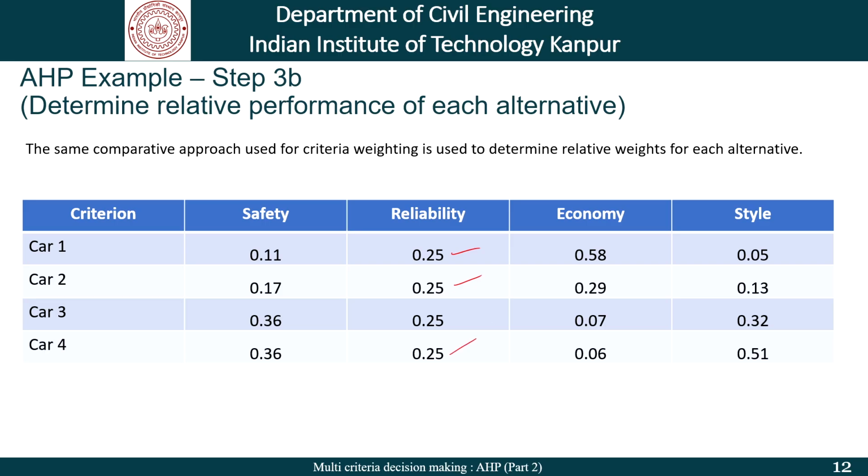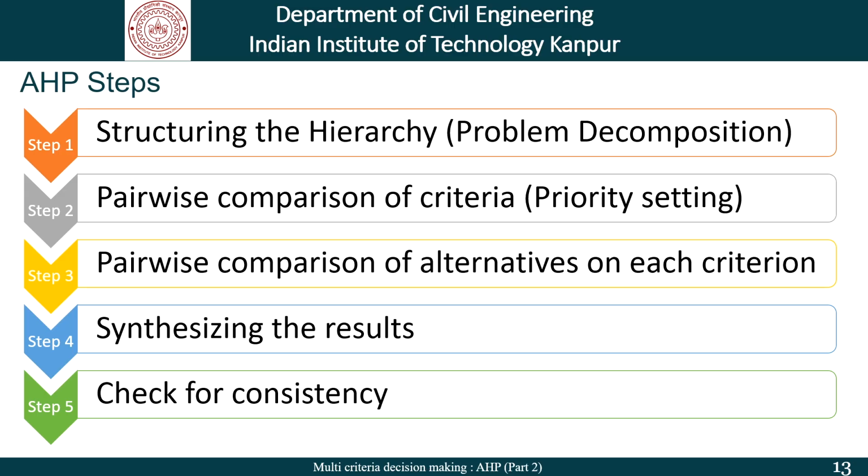Now, let us move on and discuss the next step, that is synthesizing the results. Once we have decomposed the problem, we have determined the weights for different criteria, and we have also understood the relative performance of each alternative on a given criteria. Now, the question is, how can we synthesize this information together to finally decide which alternative is the best? So, step 4 discusses synthesis of results.